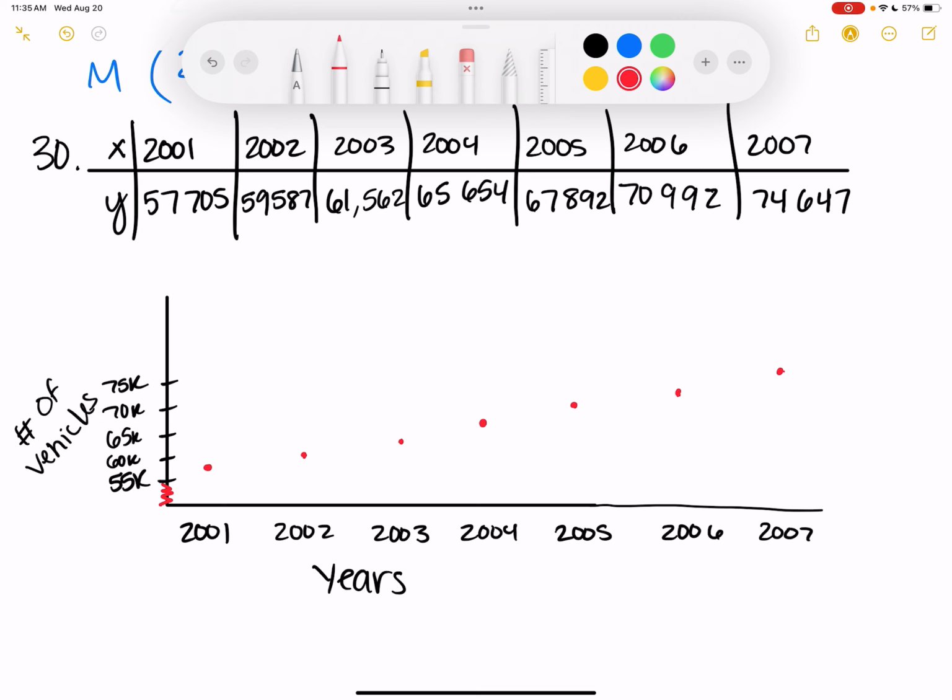So it doesn't have to be perfect in this, because obviously I'm just doing it by hand. It kind of looks linear. If we did it in the calculator, it may or may not look that way. But anyways, any questions on that? Okay. Alrighty.